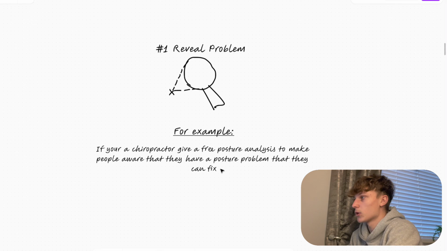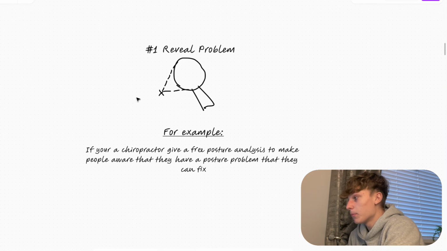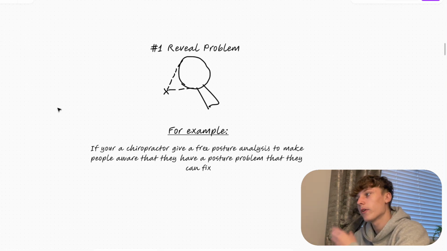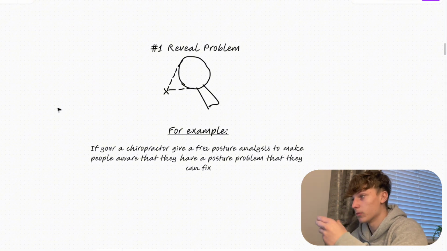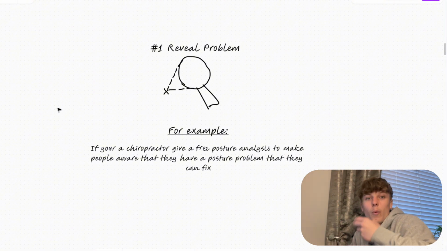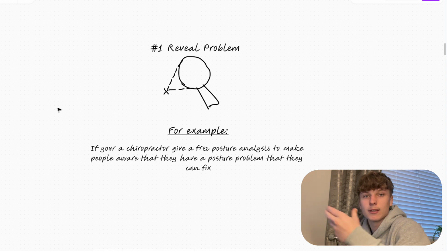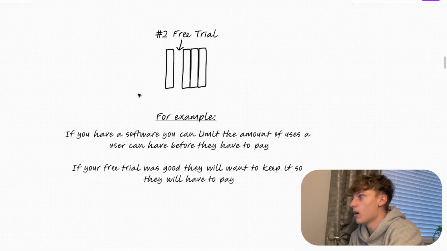So the first lead magnet, revealing a problem. For example, if you're a chiropractor, give a free posture analysis to make people aware that they have a posture problem that they can fix. And when they're aware of that problem, they're probably going to invest in you as a chiropractor to help them fix it. The second lead magnet, a free trial.